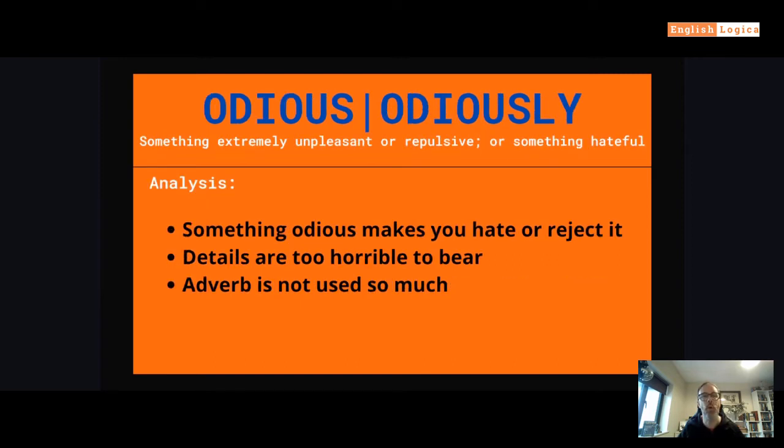Our next word then is odious and odiously. This is something extremely unpleasant or repulsive or something hateful. So if something is odious, it makes you hate it or reject it. The details of something odious are too horrible to bear. And the adverb odiously is not used so much. It's not used as much as to say that something is odious.